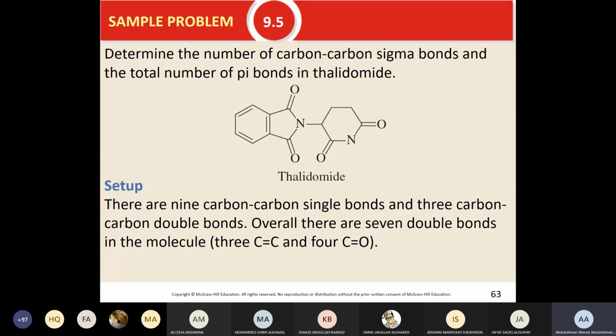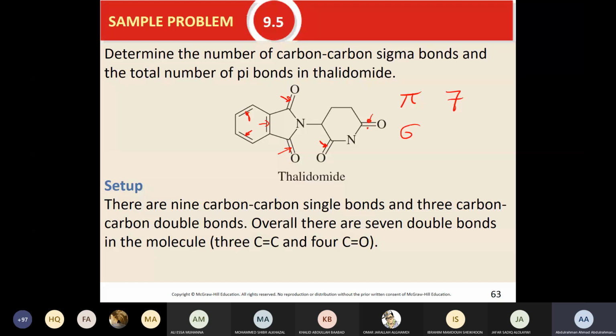Good. Let's look at this one. I want you to tell me how many sigma bonds we have in here. Or before sigma, let's count how many pi bonds, it's easier to count. 1, 2, 3, 4, 5, 6, and 7. Exactly. So we have 7 pi bonds.